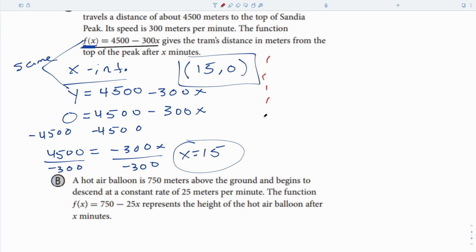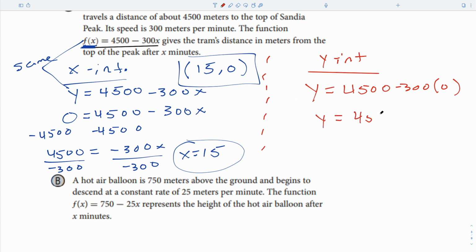Okay. Let's get the y-intercept. Caden, what am I going to plug in as a 0? You put it in for the x, perfect. So it's going to be y equals 4,500 minus 300 times 0. Okay. This time y is by itself, so this is actually easier than the other one. Y is equal to 4,500.